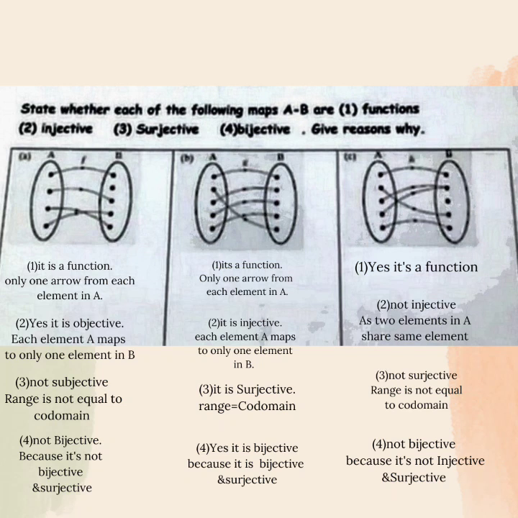Now part C over here. So it is a function first of all, and we follow the line across: one line coming from each element in A. So yes, it's a function. It is not injective, as two elements in A share the same element. It is also not surjective, because the range is not equal to the codomain. And lastly, not bijective, because it's not injective and surjective.